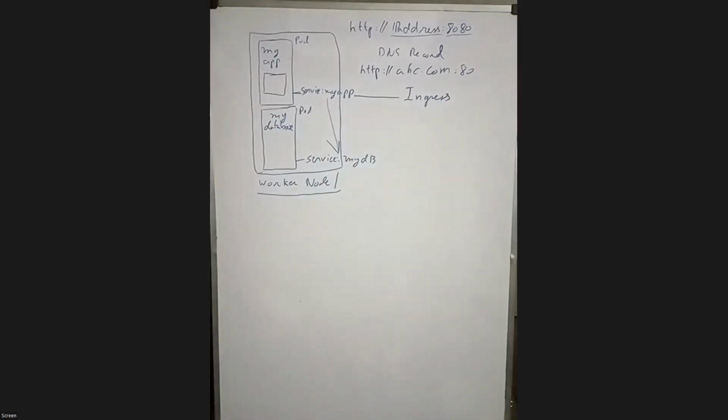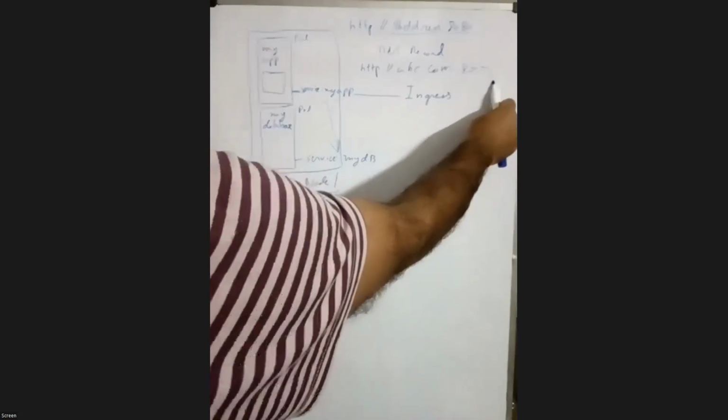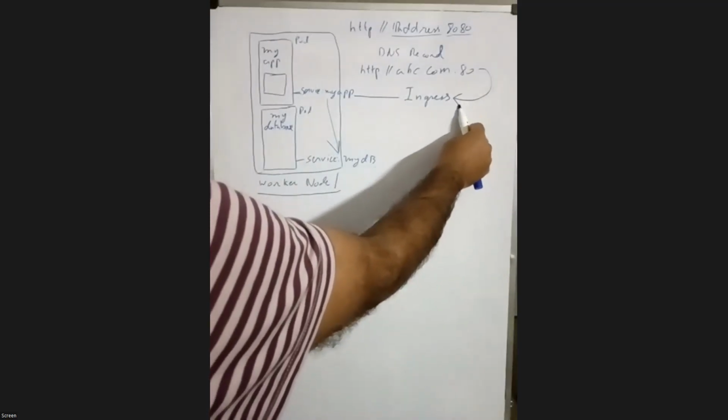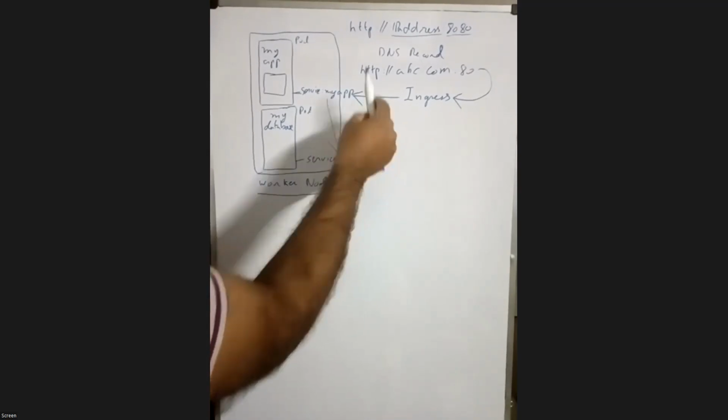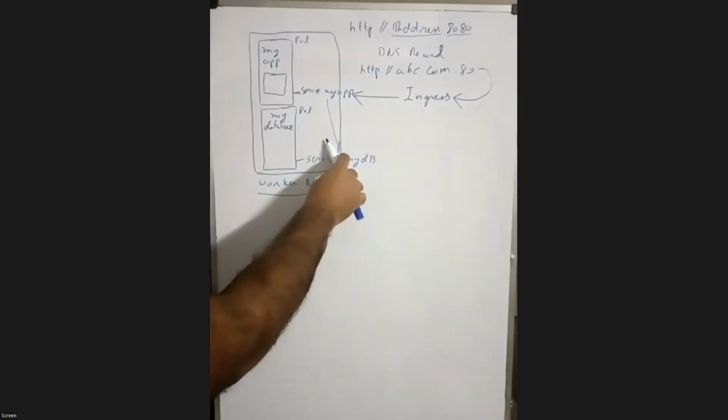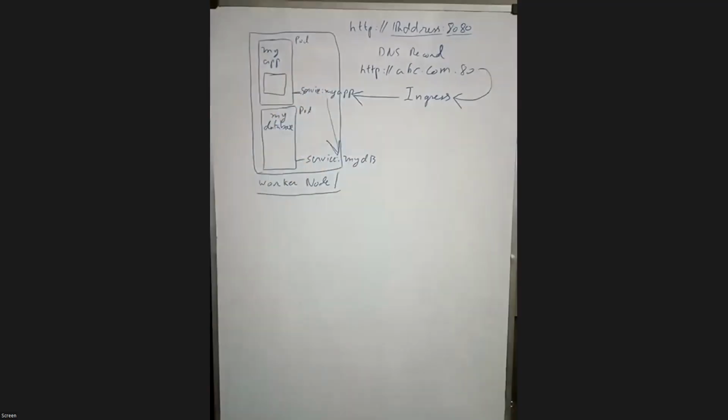So now the request will come to ingress. Ingress will send it to external service. External service through internal service will send it to the database, and this will be the complete flow.